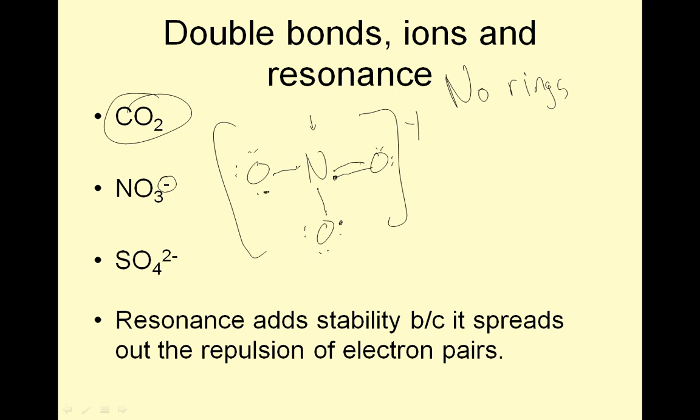Now you might have thought, oh, I get it, I'll do a double bond here. If I did a double bond here, nitrogen would have 2, 4, 6, 8, 10. Nitrogen cannot have 10 electrons because nitrogen's in the second row.